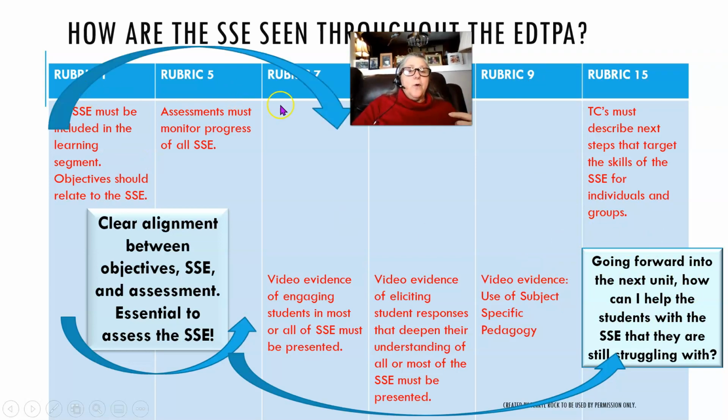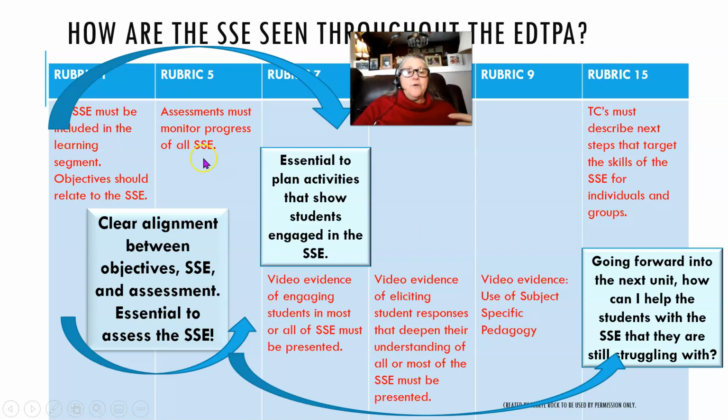Okay, now rubric 1 is associated with rubric 7. If you can remember, here we're thinking about the objectives and how they're aligned with the subject-specific emphasis. And so it's essential to plan activities that show students engaged in the SSE. So not only do you have to show student engagement with Rubric 7, but they have to be engaged in something particular. Now, remember, engagement does not mean passive engagement. It means active engagement. So they're not engaged in listening, for example. They need to be engaged, as in doing something.